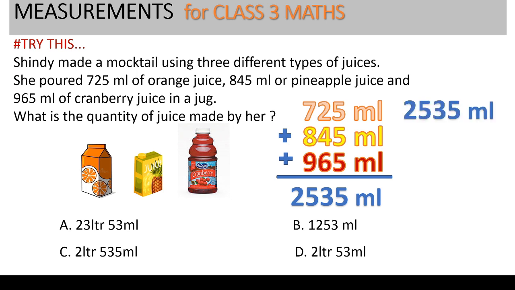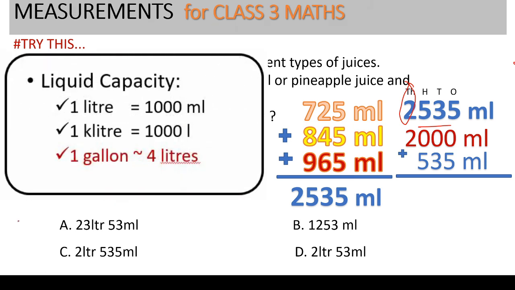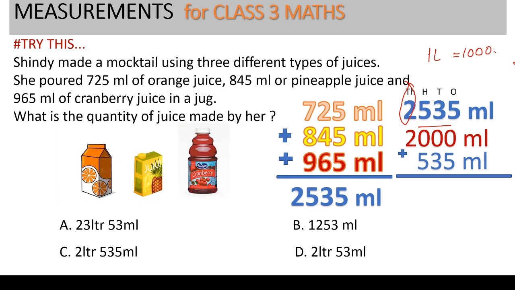Well, this 2535 ml, if we look at the places, can be written as 2000 ml and 535 ml. Now, 2000 ml, does it ring a bell? Well, 1 liter is equal to 1000 ml. So, 2000 ml is 2 liters and 535 milliliters. So, our right answer, the sum of these 3 liquids, would be equal to option C.